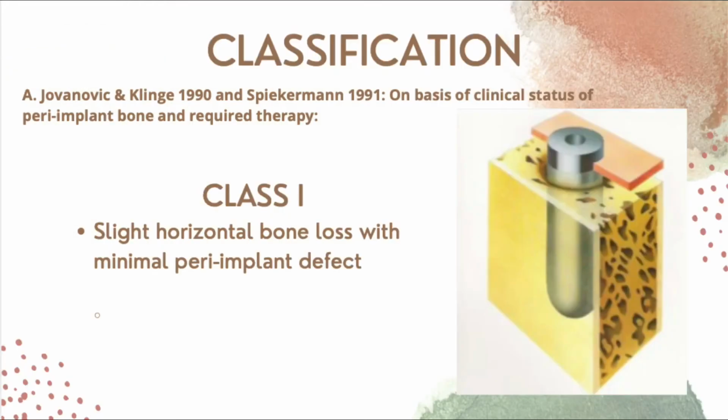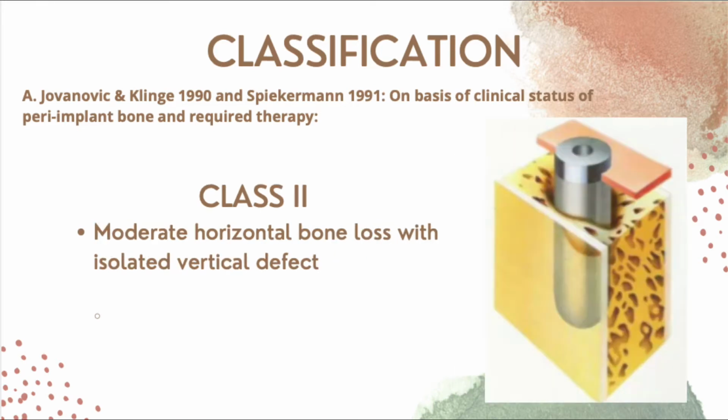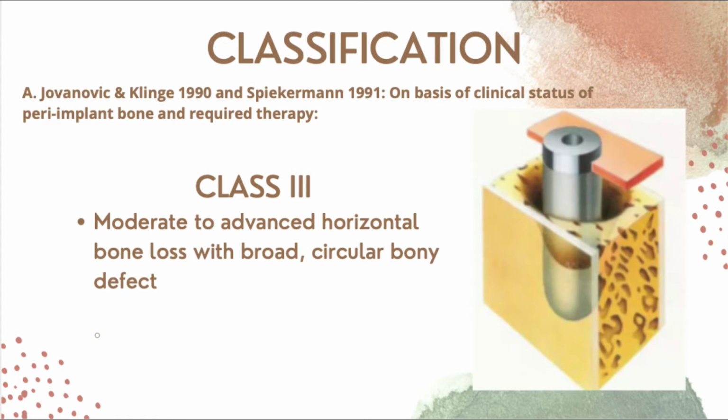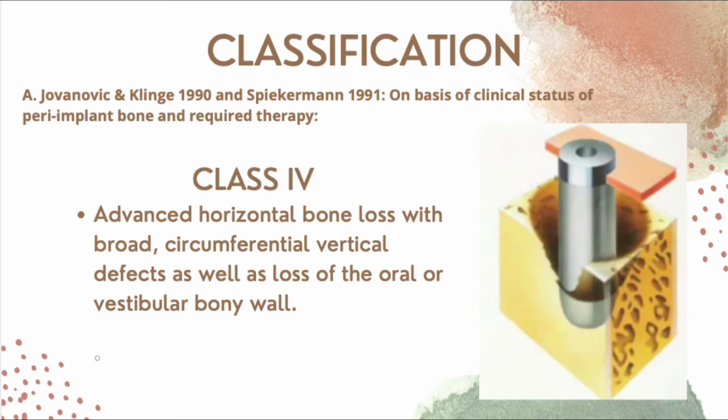Next, we have the classification. The first classification is based on Jovanovic and Spiekermann in 1990 and 1991. On the basis of clinical status of peri-implant bone and required therapy, we have 4 classifications, wherein class 1 indicates a slight horizontal bone loss with minimal peri-implant defect. For class 2, moderate horizontal bone loss with isolated vertical defect, while for class 3, moderate to advanced horizontal bone loss with broad circular bony defect. And lastly, for class 4, advanced horizontal bone loss with broad circumferential vertical defect as well as loss of oral or vestibular bony wall.